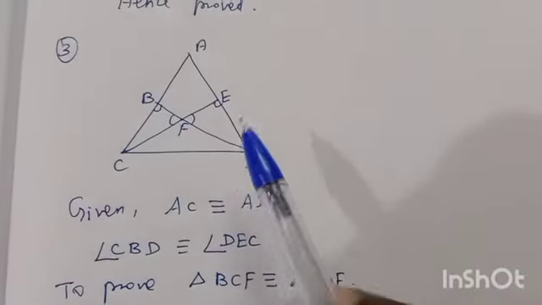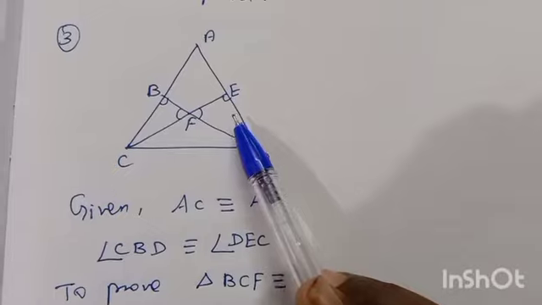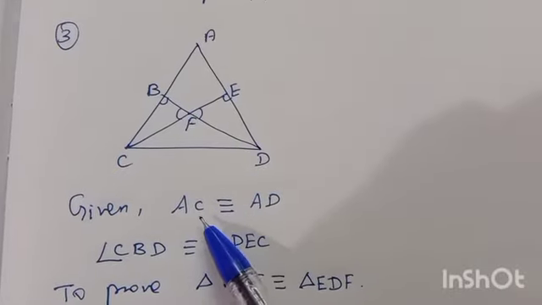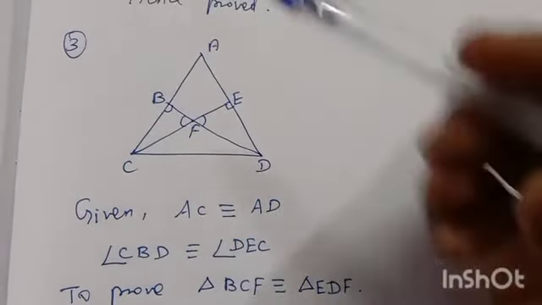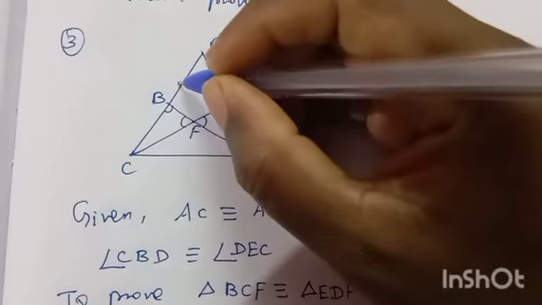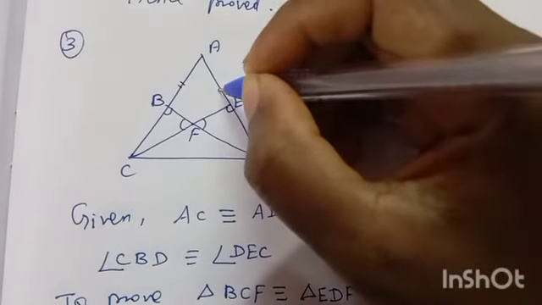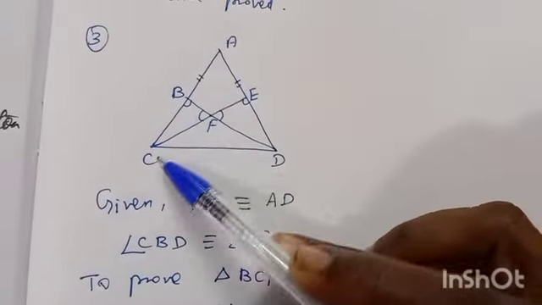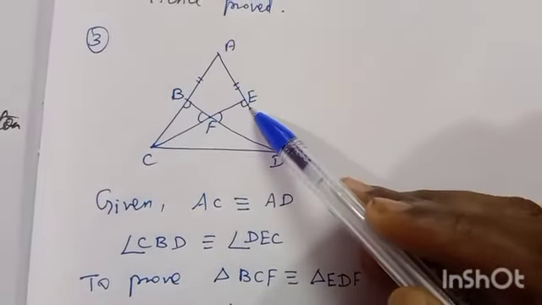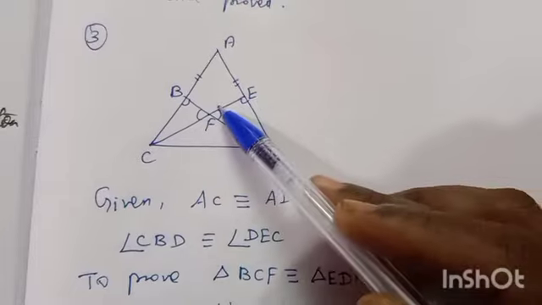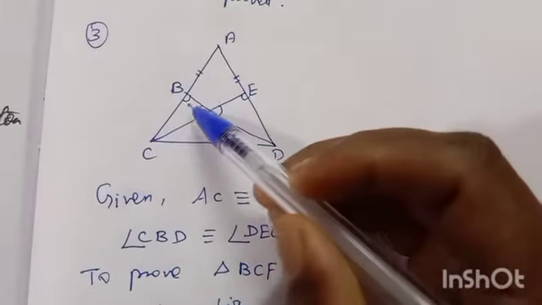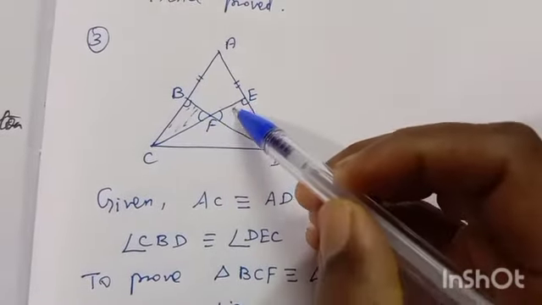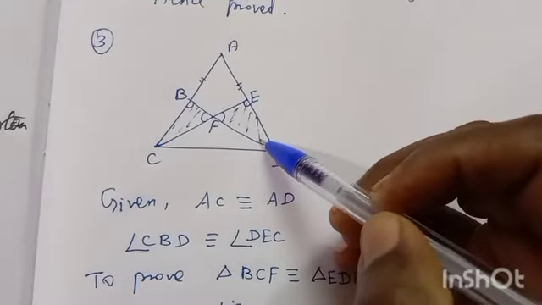Listen students, first you have to draw the given diagram. Then note what is given in this question. AC is congruent to AD, which means these two are equal. Angle CBD is equal to angle DEF. We have to prove that this triangle is congruent to this triangle.